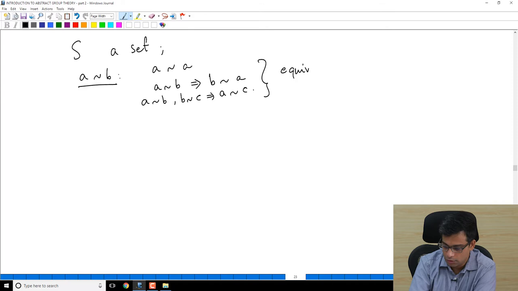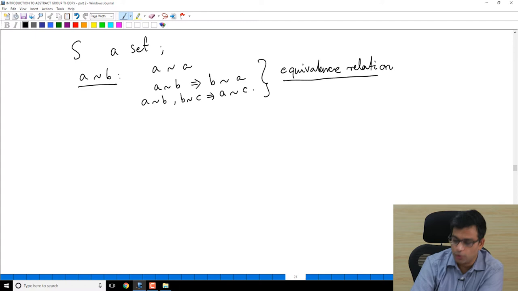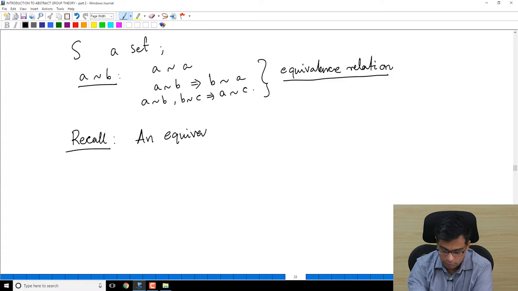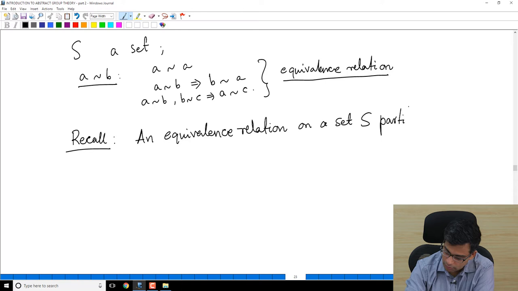We discussed some examples of this, and the most important example in our situation would be the relation defined by a subgroup of a group. So that I'll recall in a minute. But the main fact that I want you to recall from that video and that we'll use today is that an equivalence relation on a set S partitions S. I discussed this in all those examples of equivalence relations.